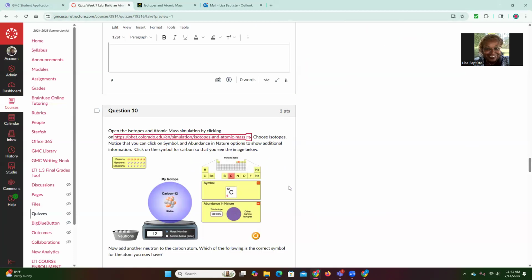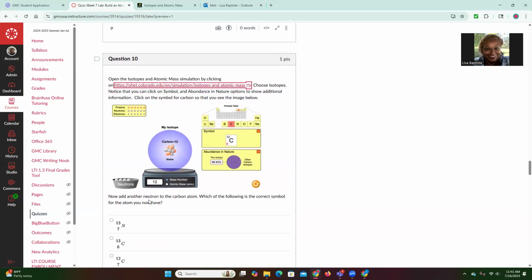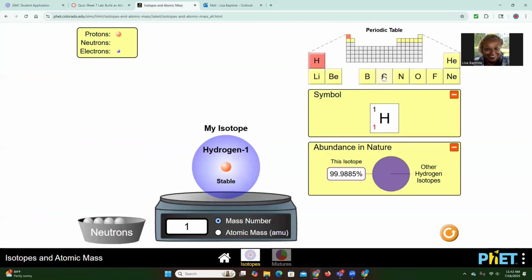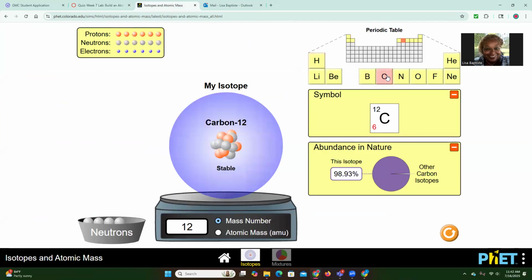Now add another neutron to the carbon atom. Which of the following is the correct symbol? When you're looking at this, we want to click on carbon. This will tell us which element we're clicking on, and then you can add neutrons.